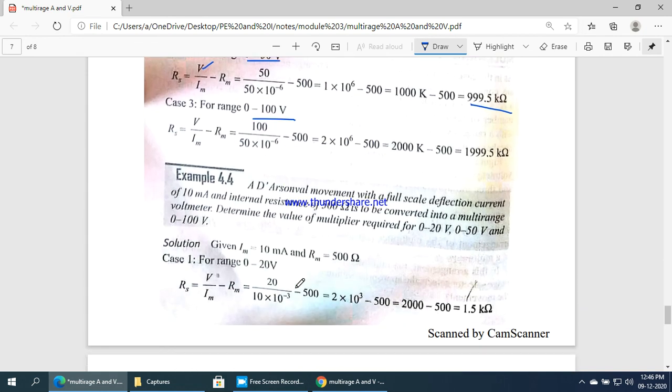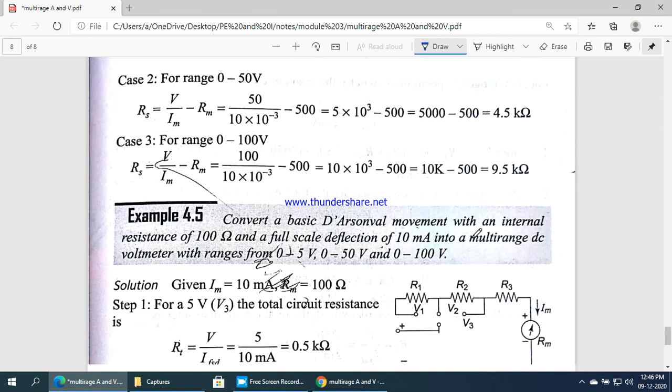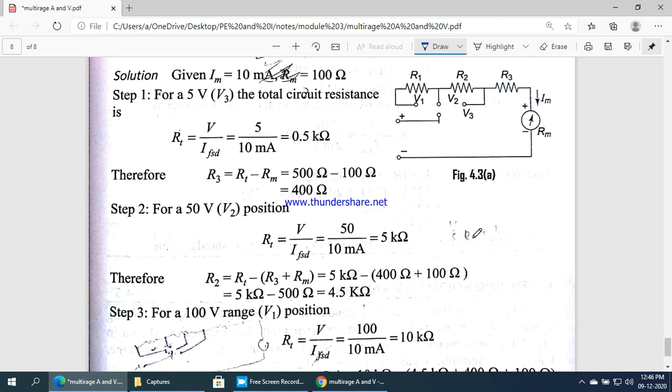There is one more problem based on the same formula. The formula remains the same, the range is also the same. So try to solve this one. This completes part B of module 3.